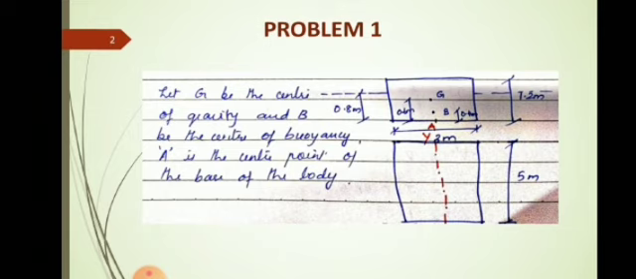So let G be the center of gravity and B be the center of buoyancy. A is the center point of the base of the body. So A is given just for a reference. So from A, G is at 0.6 meter, and from A, B is at 0.4 meter. So what I have drawn in the bottom is the plan.